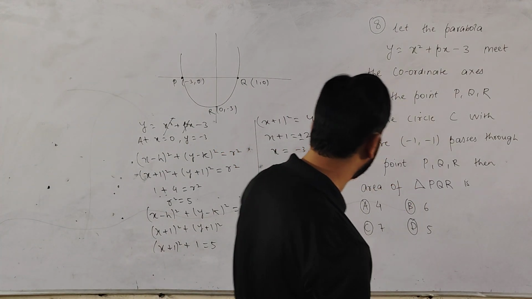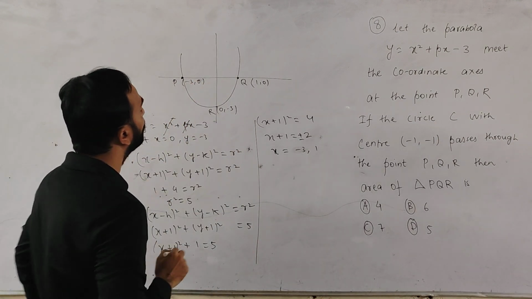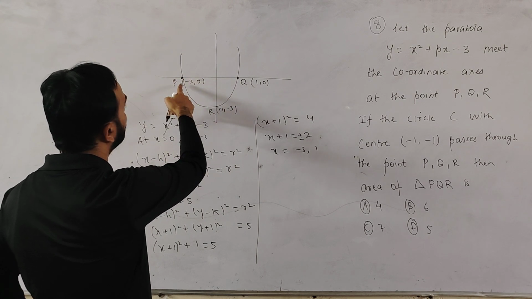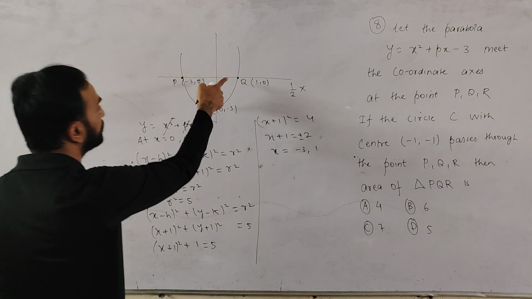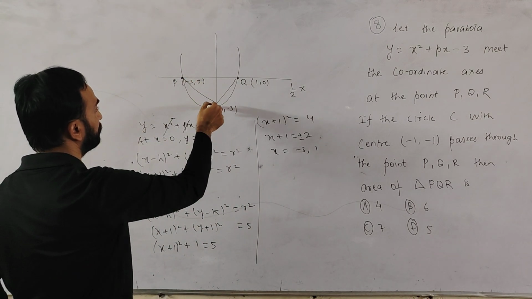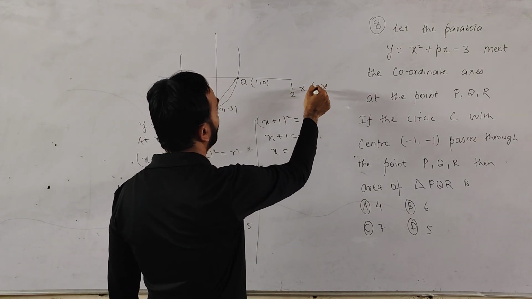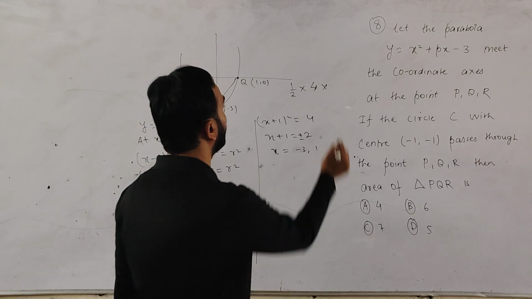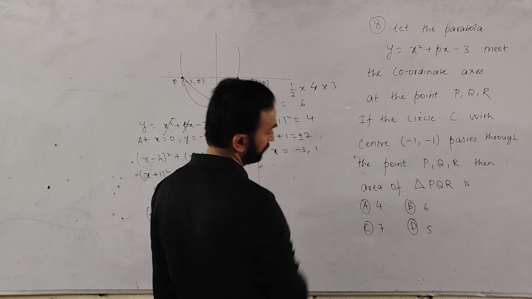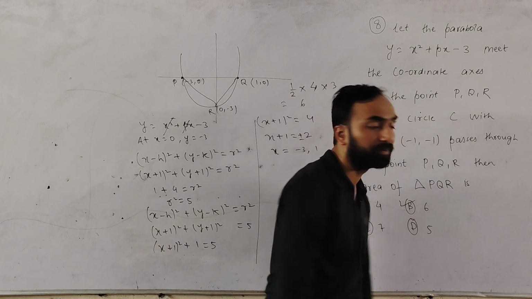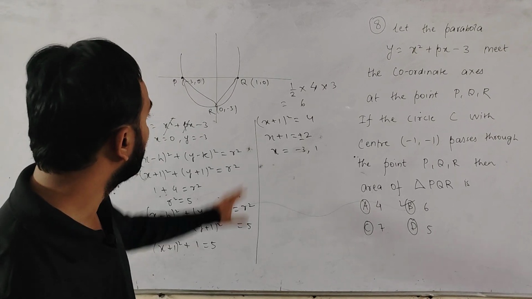The area of the triangle you can find by the coordinate method, or an easier method, since it is a right-angled triangle, we can find the distance from minus 3 to 1, so I can directly apply half into base into height. The base length is from minus 3 to 1, so obviously the length is 4, and the height is 3 units. So half into 4 into 3 is 6, so the answer is 6. So option B is the correct answer. 6 units, whatever the unit given, is the answer.